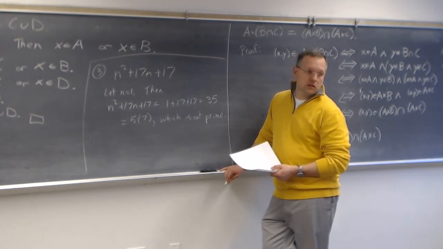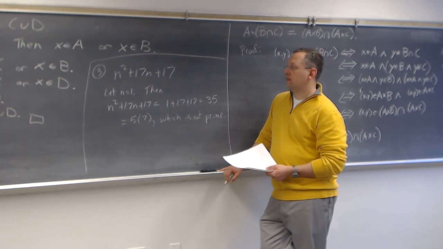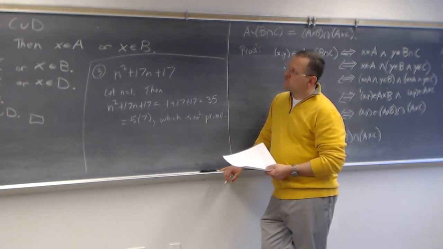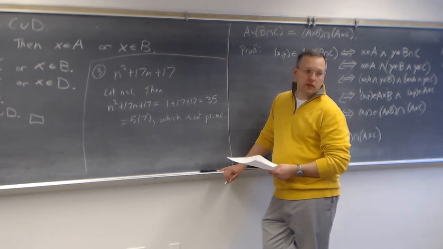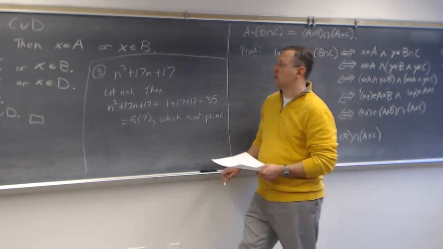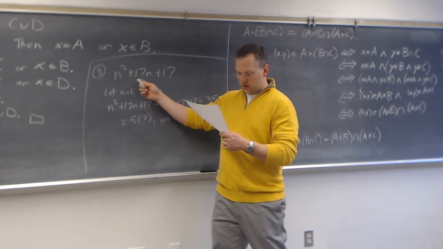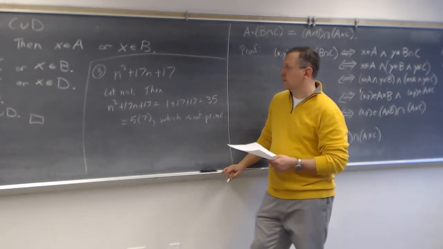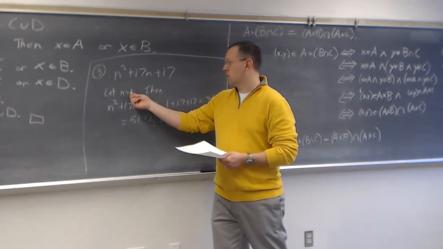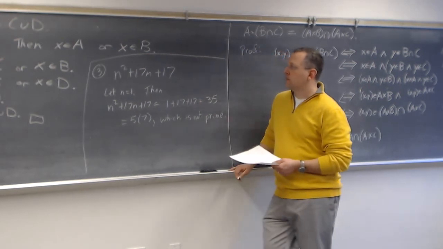Was it like every prime number and 0 and 1? It was for all natural numbers. So for any natural number, it says this integer is prime. But here's a natural number for which this quantity is not prime.